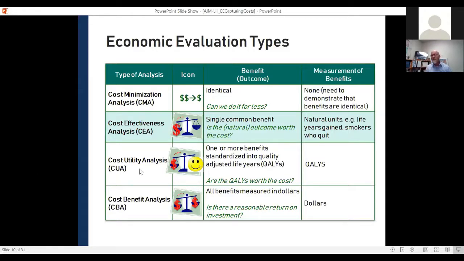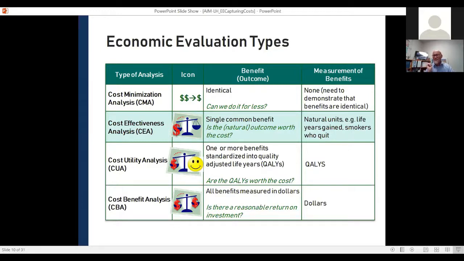Cost utility analysis is a subtype. It's a specific type of standardized outcome. And here, the utilities are a made-up measure that economists have come up with to essentially measure happiness or well-being. So it's a standardization mechanism. And so any type of health improvement is taken back to a standardized scale. It's probably a little more complex than we need to get into here today.